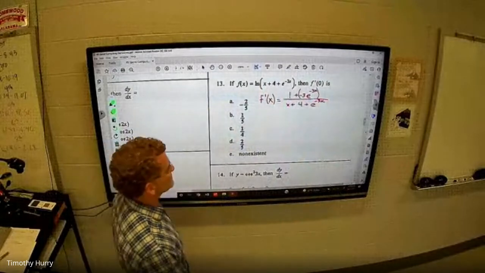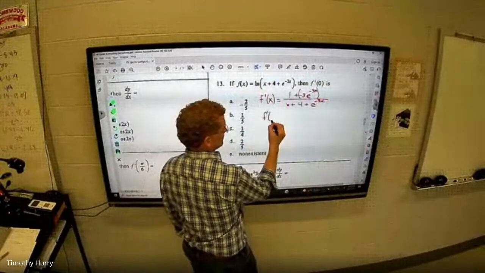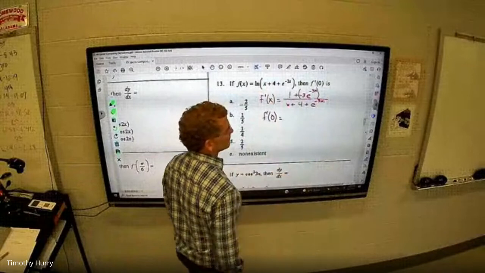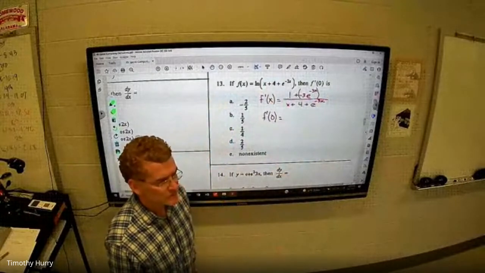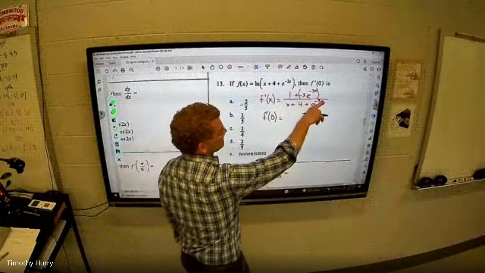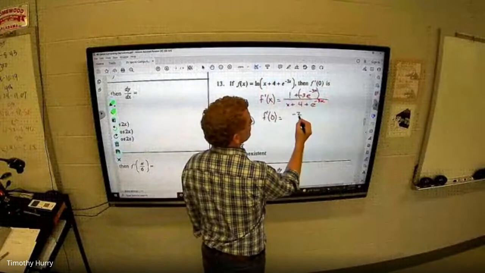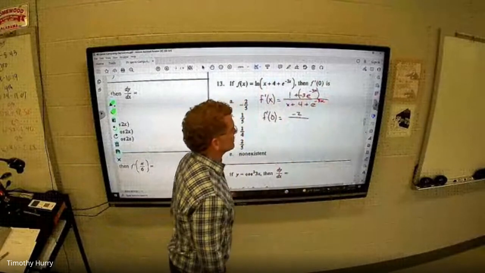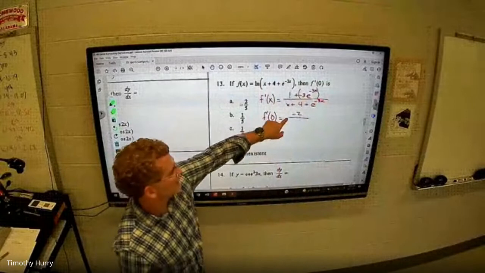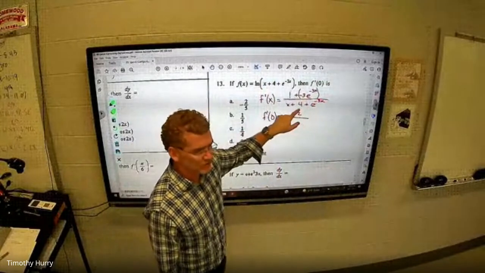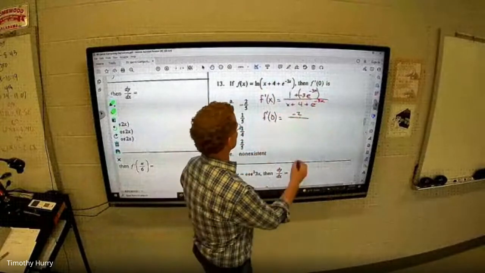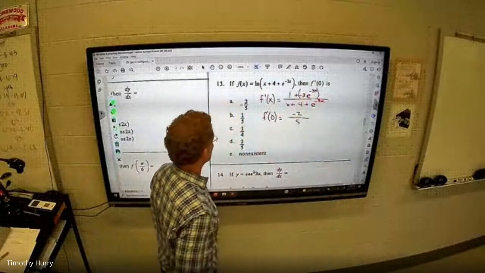And then it says find that derivative at 0. So the derivative at 0 would be what? What's e to the 0? 1. So all you have left on the top is 1 minus 3. And on the bottom, when I plug a 0 in, I get another e to the 0, which is 1. 1 and 4 is 5. 5 plus nothing is 5. And you get a negative 2/5.